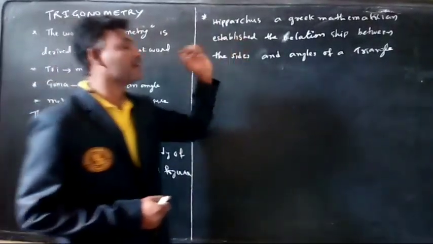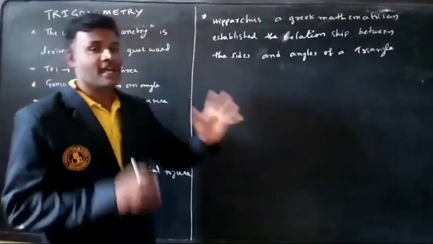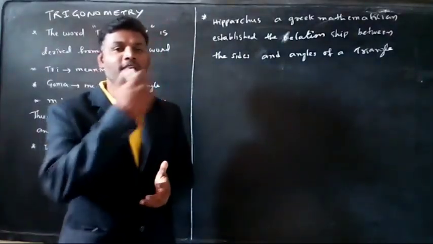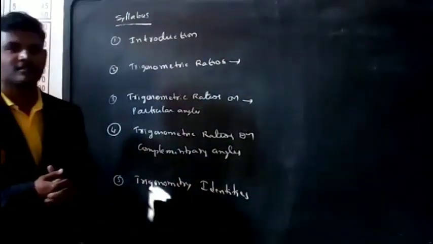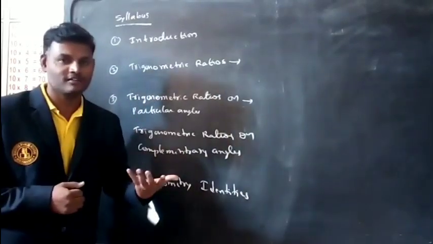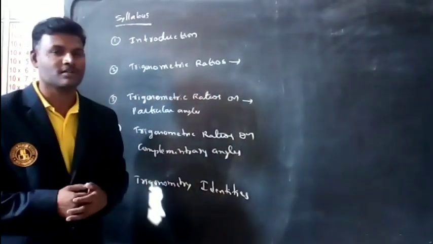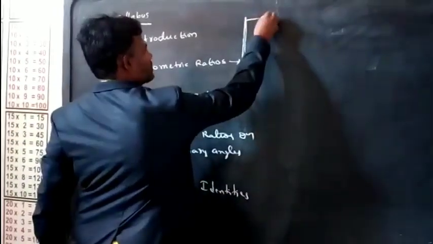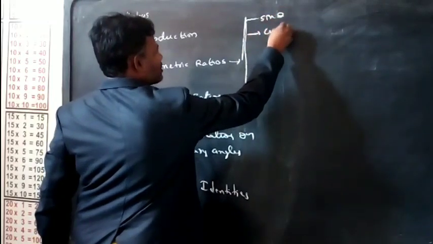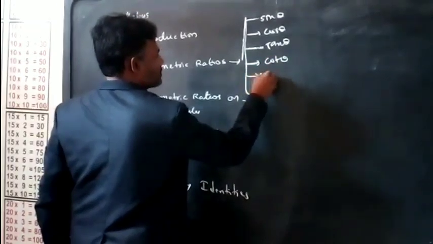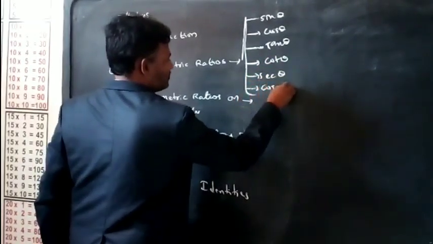Hipparchus, a Greek mathematician, established a relation between the three sides and three angles of a triangle. So students, here is the syllabus of trigonometry. First, introduction, which means what is trigonometry. Next, trigonometric ratios. There are 6 ratios: sin theta, cos theta, tan theta, cot theta, secant theta and cosecant theta.